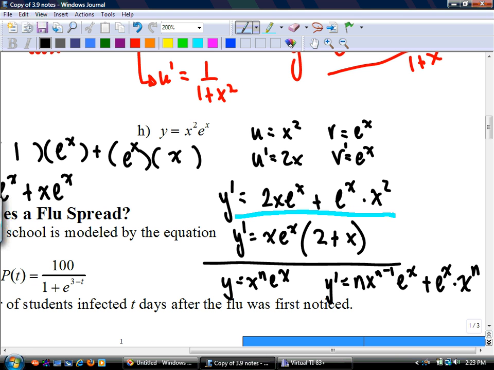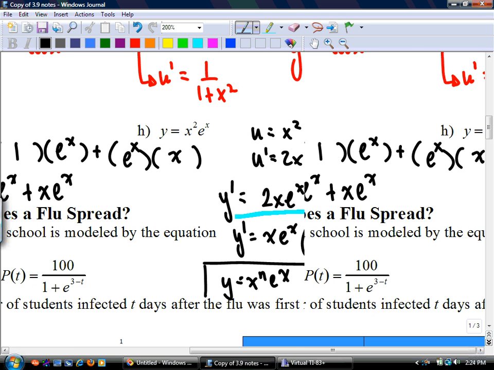Not that I'm going to ask you to do that, but generalizing rules is sometimes an important thing. Because then you could walk up to somebody and yell at them, what's x to the fifth e to the x? You can use that rule. It's 5x to the fourth e to the x plus e to the x times x to the fifth. Stupid, and walk away.